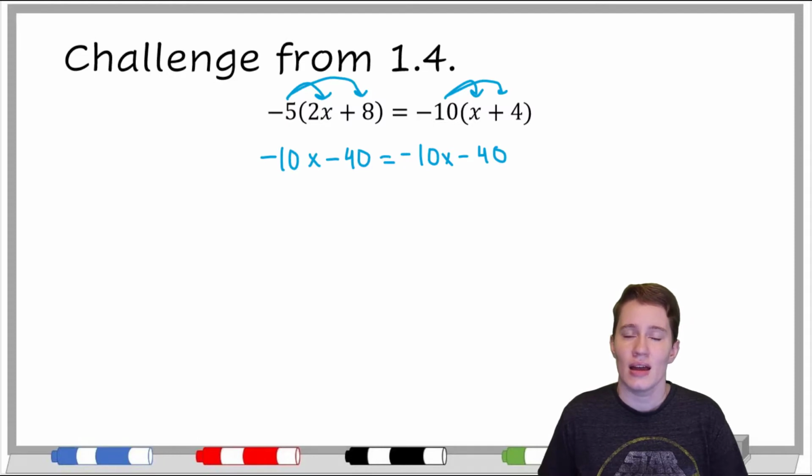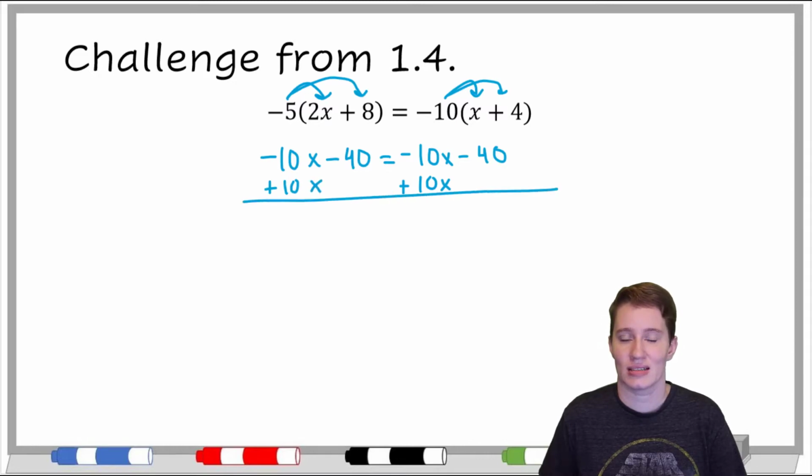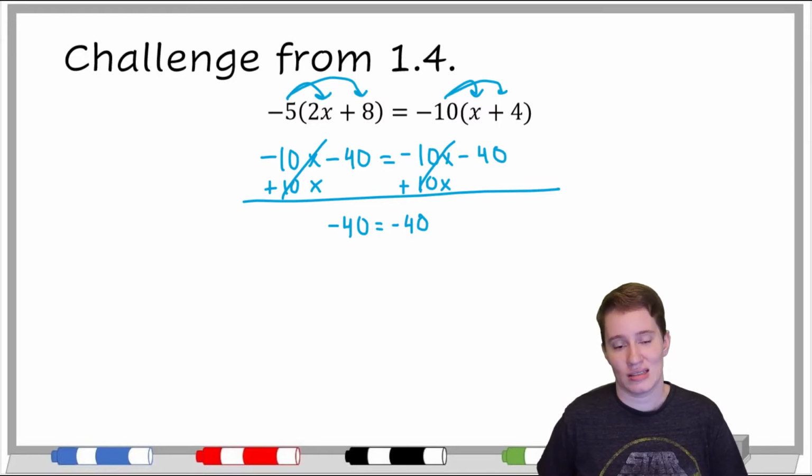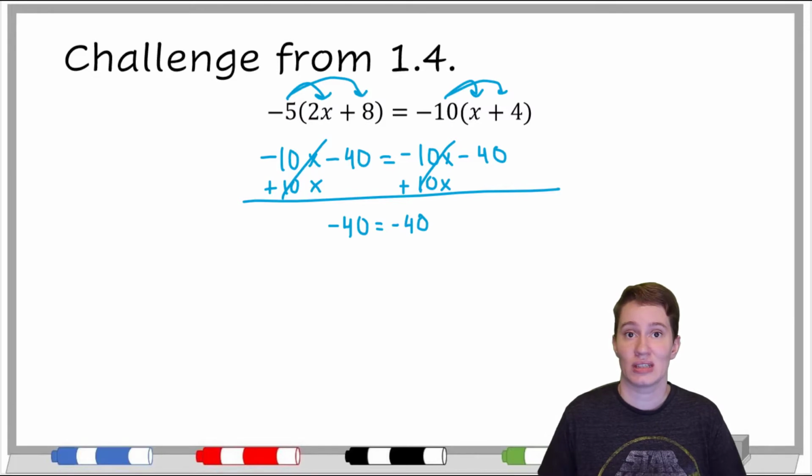And then if I add the 10x to both sides, I notice a problem. You may notice a problem already, actually. -10x minus 40 equals -10x minus 40. If I try to put the x's together, though, I run into a problem. Because when I add 10x on both sides, that goes away and that goes away. And now I have -40 equals -40, and I no longer have an x. This is what is called a special case. And so let's talk about special cases, and let's figure out what this means.